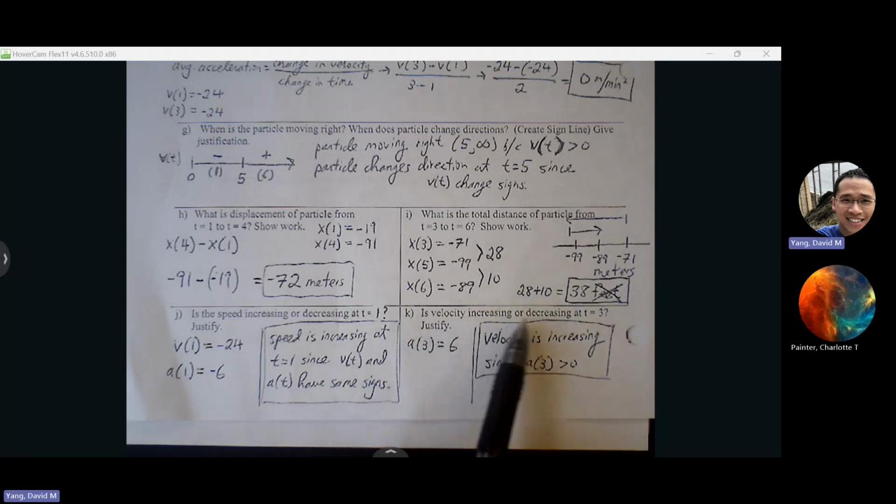Here, is velocity increasing or decreasing? That's basically asking about the slope of velocity. We know acceleration is describing the slope of velocity. Acceleration is positive, so there's a positive slope of 6 on that velocity graph. And so velocity is increasing since my acceleration is greater than 0.